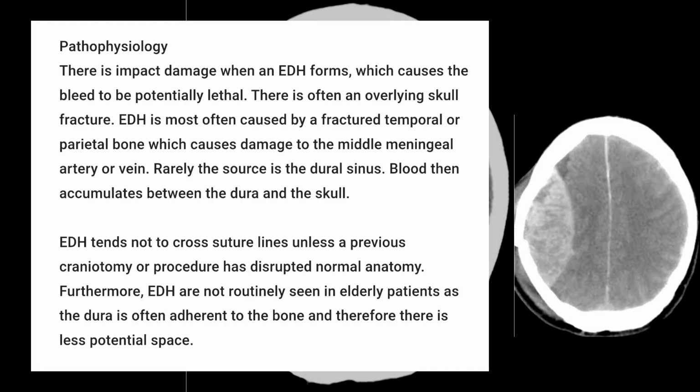Pathophysiology. There is impact damage when an EDH forms, which causes the bleed to be potentially lethal. There is often an overlying skull fracture. EDH is most often caused by a fractured temporal or parietal bone, which causes damage to the middle meningeal artery or vein. Rarely the source is the dural sinus. Blood then accumulates between the dura and the skull. EDH tends not to cross suture lines unless a previous craniotomy or procedure has disrupted normal anatomy. Furthermore, EDH are not routinely seen in elderly patients as the dura is often adherent to the bone and therefore there is less potential space.